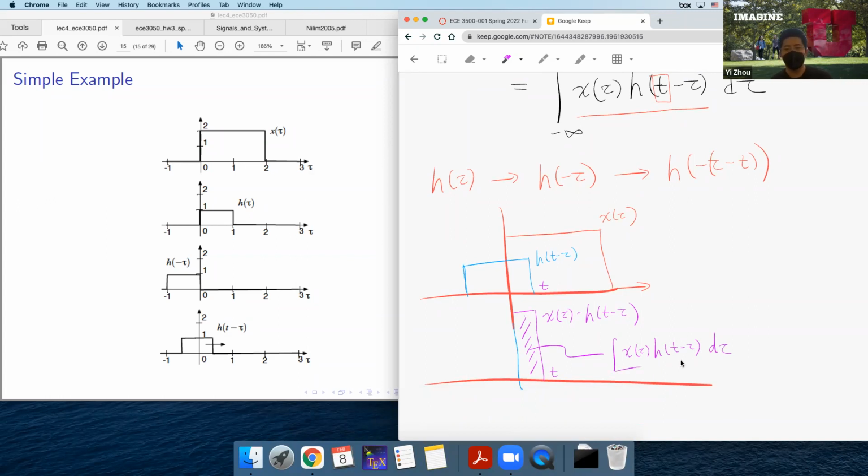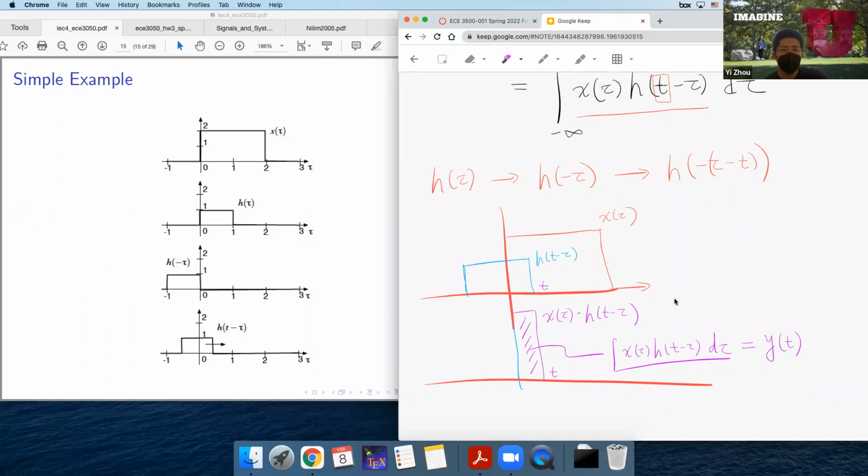And this integration, this area gives us the value of y of t, which is the convolution signal evaluated at t. So basically, to look at the convolution signal at a time t, we need to reverse this h and shift it by t. And then in this rectangular case, the convolution value corresponds to the overlapping area between these two rectangle signals.